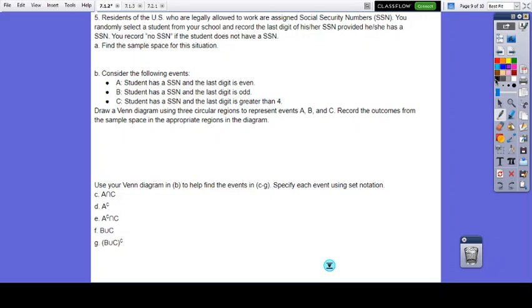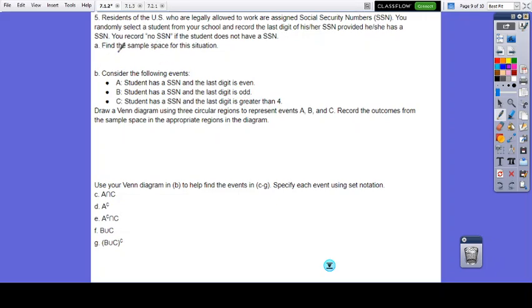Okay, so residents of the U.S. who are legally allowed to work are assigned a social security number. So this is real information here. You randomly select a student from your school and record the last digit of his or her social security number, provided that he or she has a social security number. Or you can record no SSN if the student does not have a social security number. Okay, find the sample space.